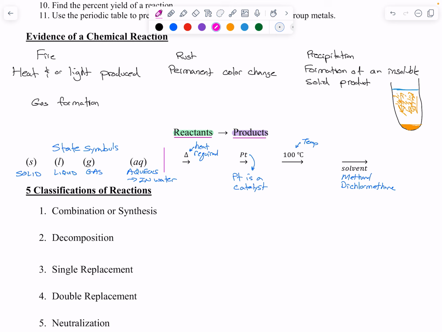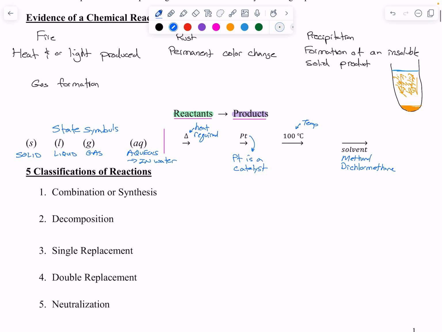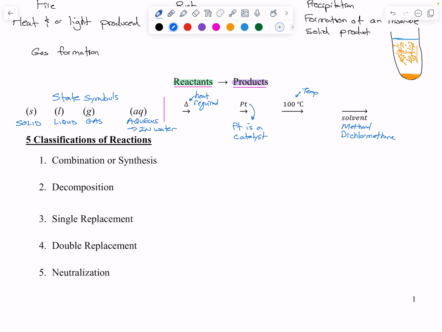Now there are 5 classes. We're going to talk about actually 6 reactions. Combination or synthesis, where you have 2 things, A plus B, going together, AB. Classic example: H2 as a gas plus O2 as a gas makes H2O as a liquid. Why a liquid? Because technically we're going to be at 25 degrees Celsius in chemistry land here. And so 2, 1, 2. We're going to learn to balance that soon.